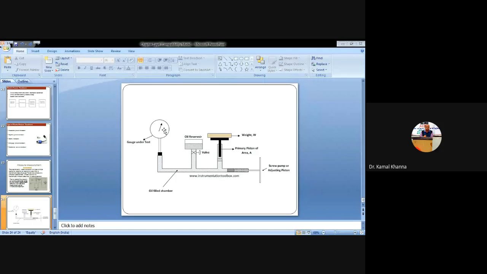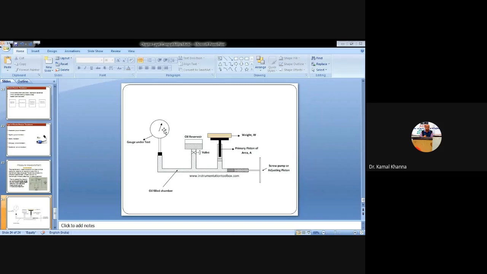There is no external source of power required to measure the pressure. As soon as you increase the pressure by increasing the weight on the platform, that increase in pressure is seen on the pressure gauge, which is installed on the left side of the deadweight pressure gauge.